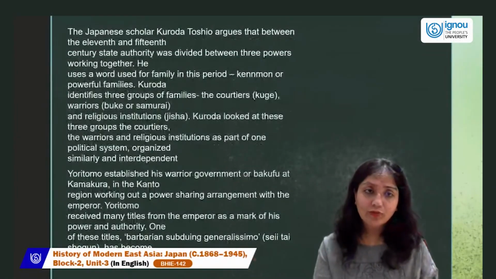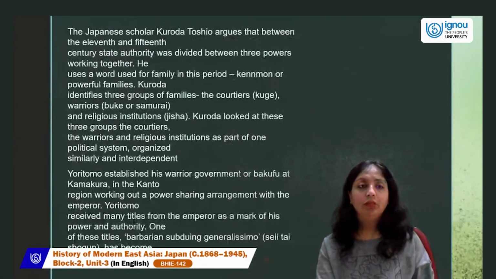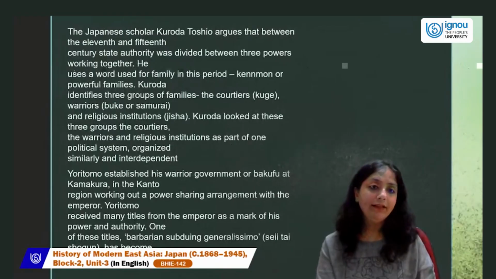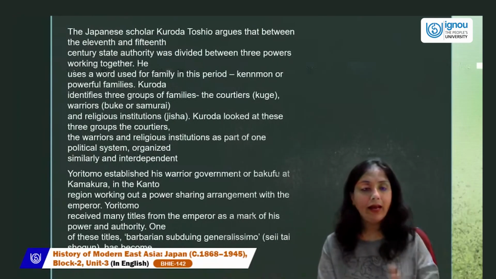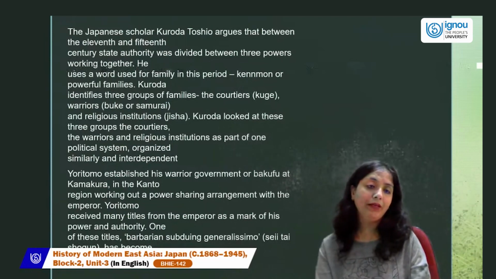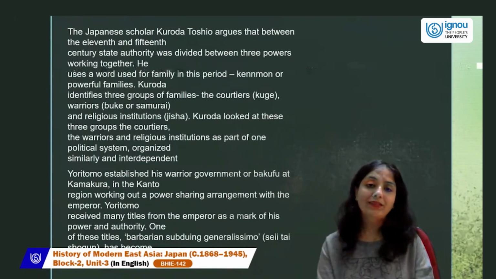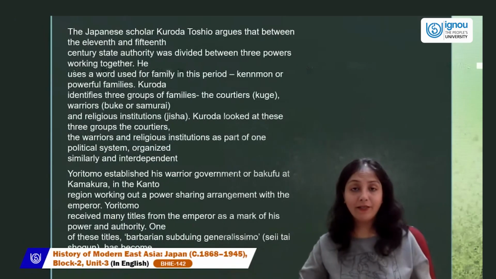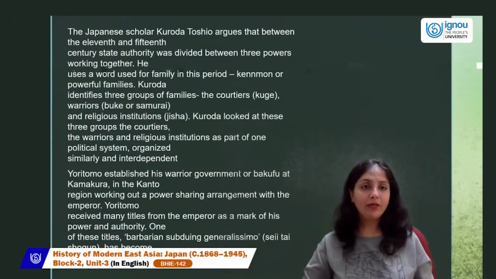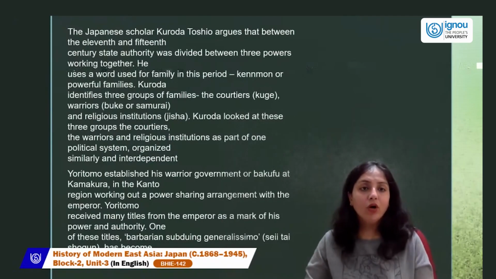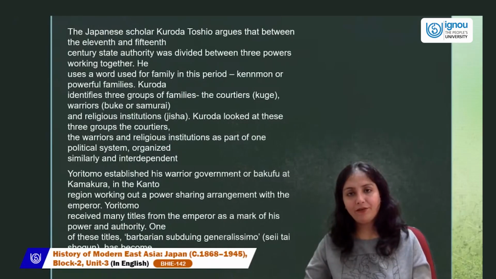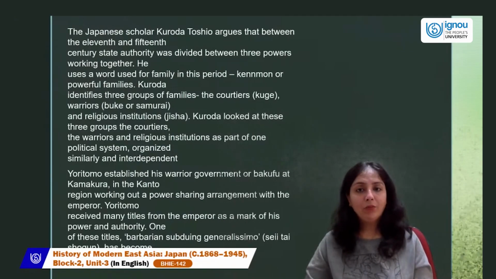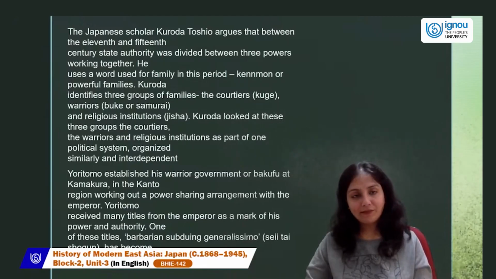Next is the Japanese scholar Kuroda Toshio. He argues that between the 11th and 15th centuries, state authority was divided between three powers working together. He uses a word used for family in this period. What was that? Kenmon, or powerful families.